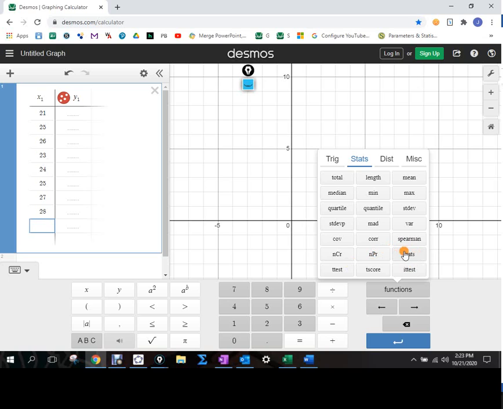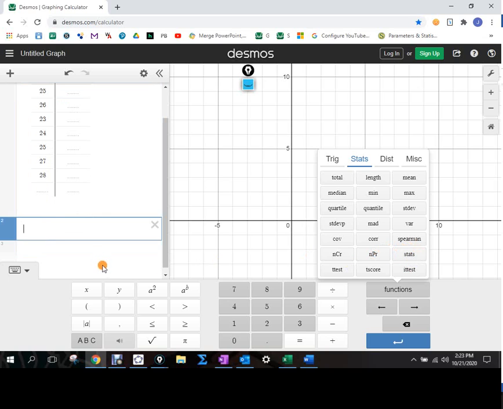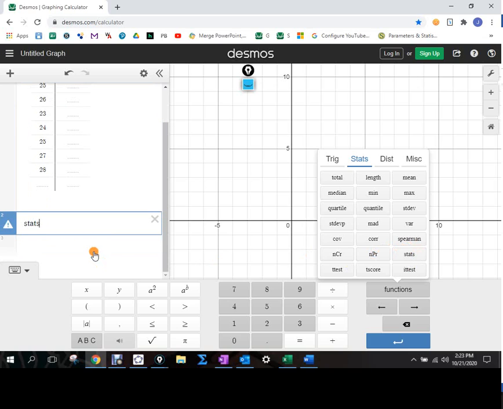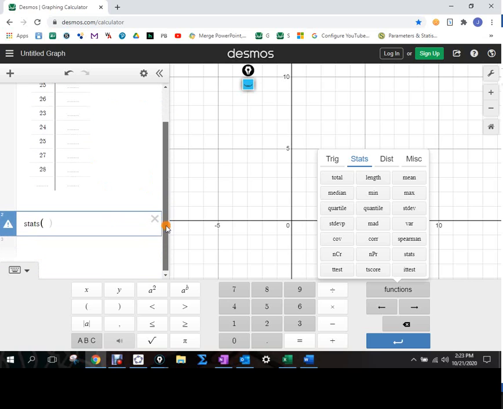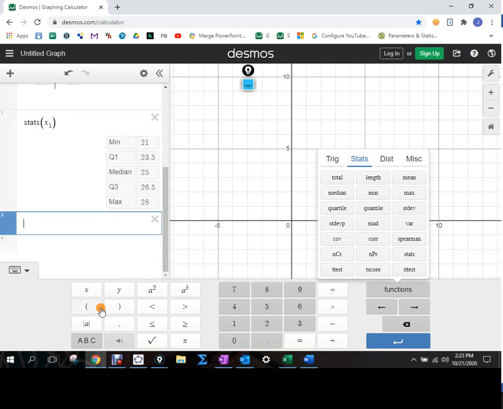But one of them is stats, okay? Just kind of give you a demonstration with that. And you can actually type those words in too. If I type in stats and I put parentheses, and now I identify what the list was. It was X sub 1. So I hit X and then shift underscore, put a 1 in, and you see that it automatically generates my 5 number summary. Okay, does that make sense?